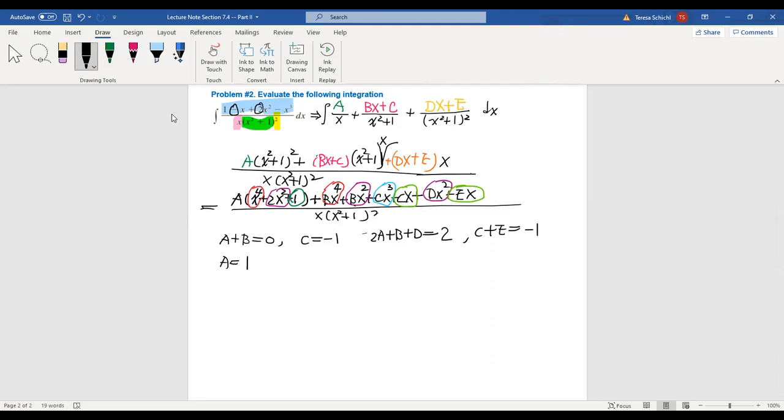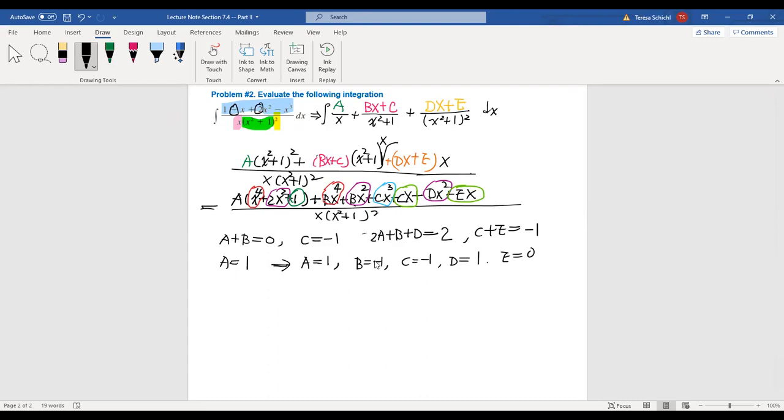So I can solve it. Okay, so I believe we all know how to solve it, so I'm not going to waste time here. So I got a equal to 1, b equal to -1, c equal to -1, and d is equal to 1, and e is equal to 0. Okay, not bad, not bad.